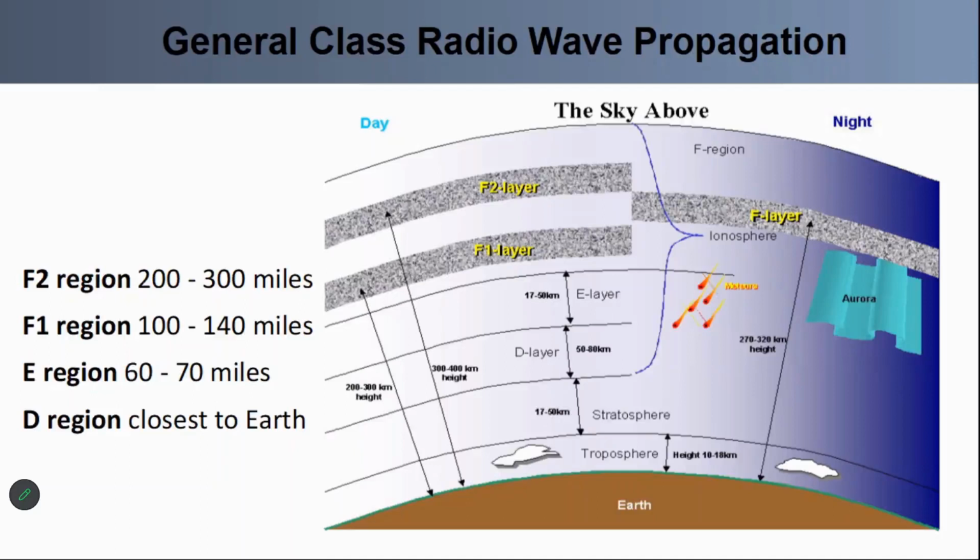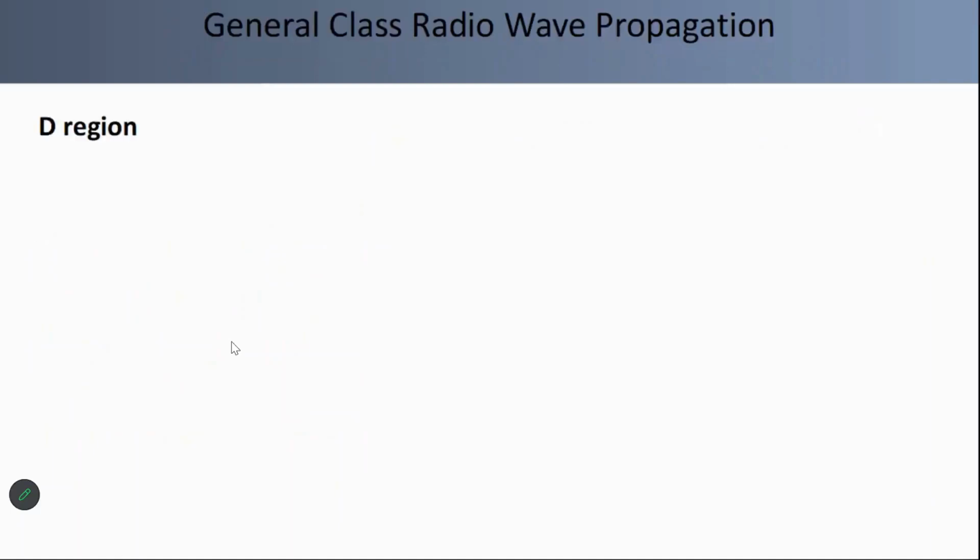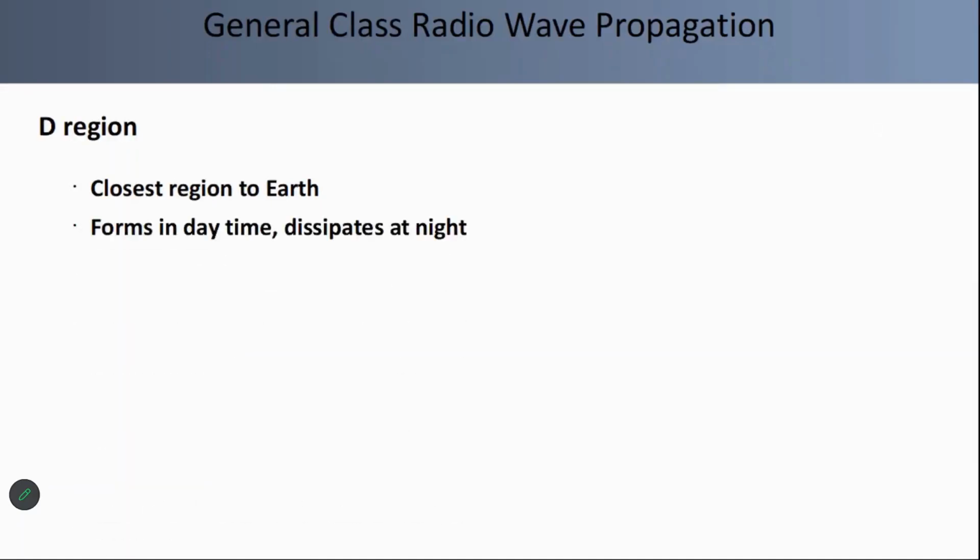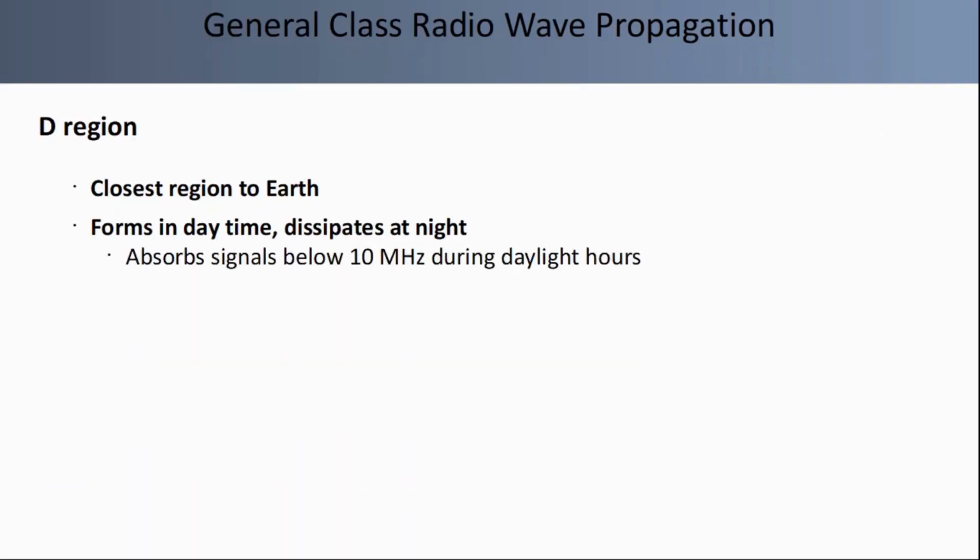So way up there. Interesting thing happens at night. A couple of things. The F1 and F2 combine into a single layer, which is shown. Here's one, here's two. At night, they become one. So let's get into the details about these regions that you'll need to know. The D region, as I mentioned, is the closest to the Earth. It forms in the daytime and it dissipates at night. So it's driven by solar energy. When the solar energy goes away, so does it.